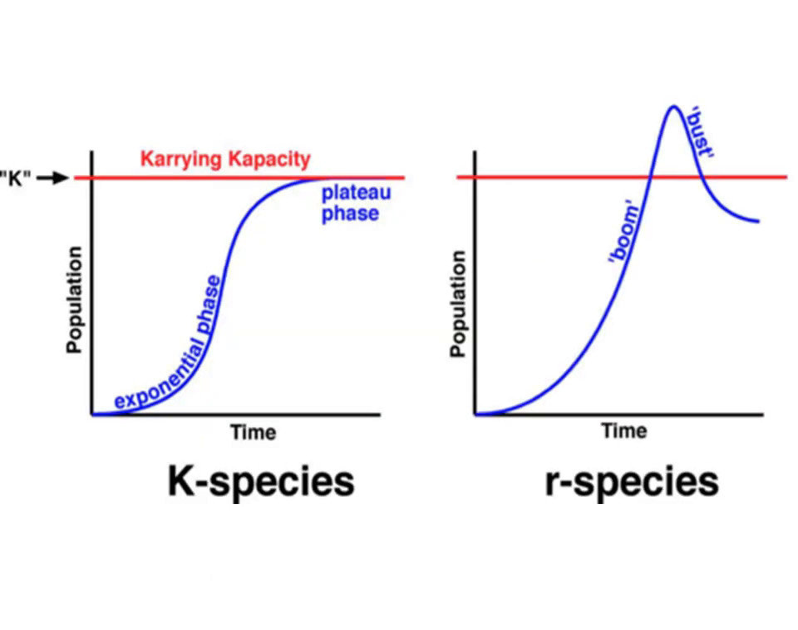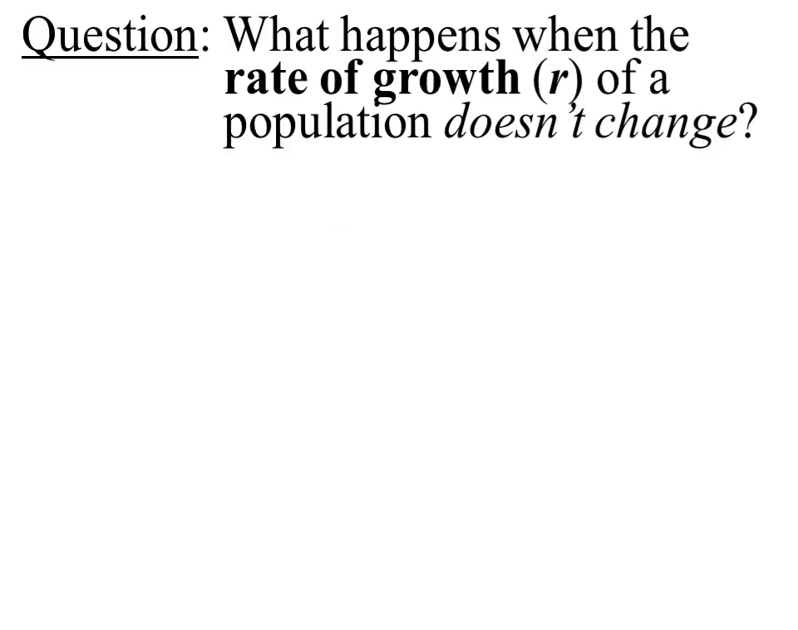So think of it this way: the K species tend to have an exponential phase and reach a plateau, while our R species tend to have what's called boom and bust cycles. Okay, we're going to talk about that next.